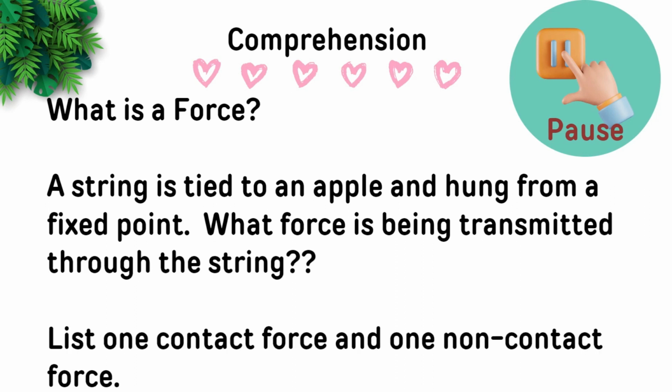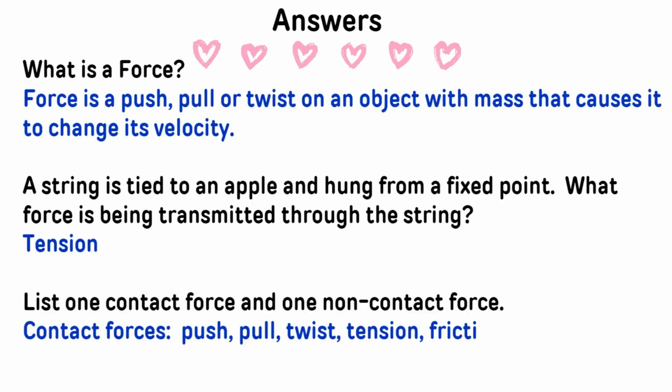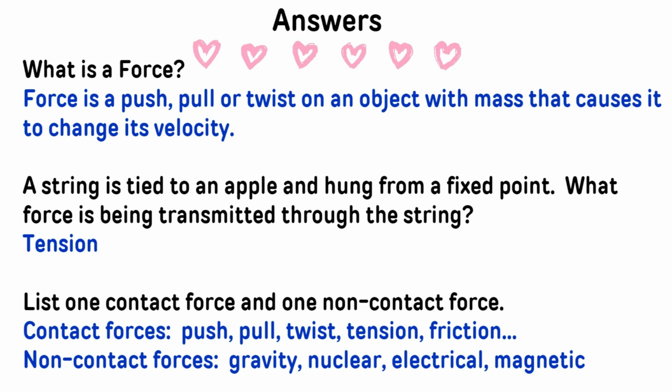Comprehension. What is a force? A string is tied to an apple and hung from a fixed point. What force is being transmitted through the string? List one contact force and one non-contact force. You may pause the video to answer these questions. Force is a push, pull, or twist on an object with mass that causes it to change its velocity. The force that is being transmitted through the string is tension. Contact forces may be push, pull, twist, tension, or friction, while non-contact forces may be gravity, nuclear, electrical, or magnetic.